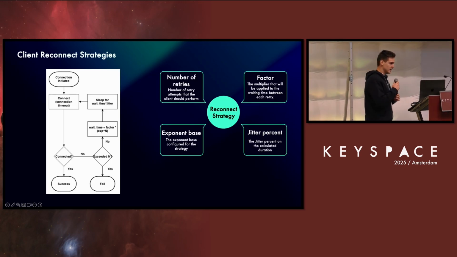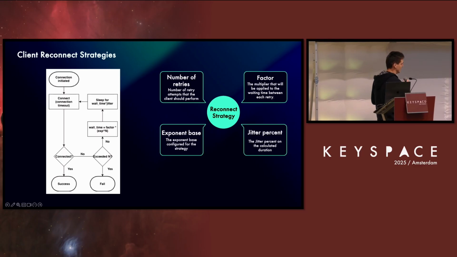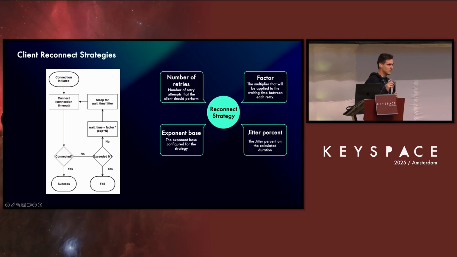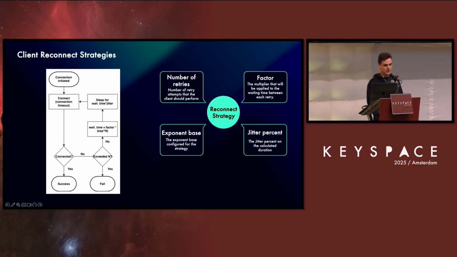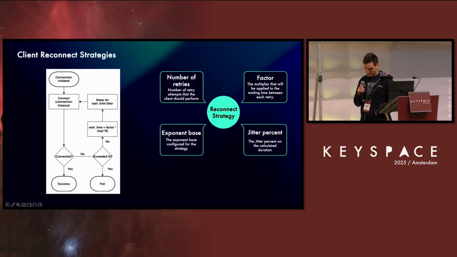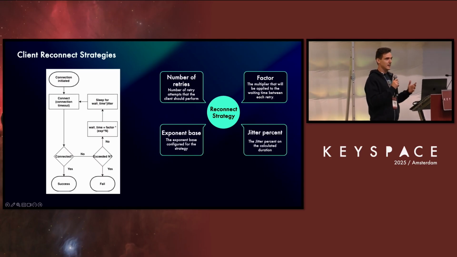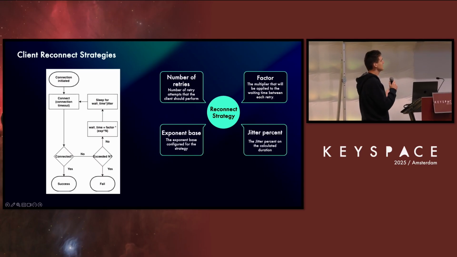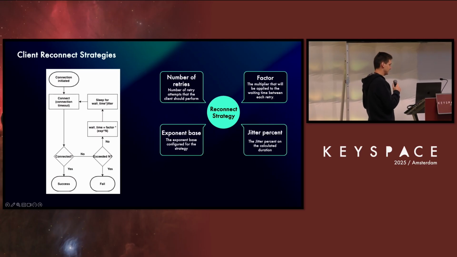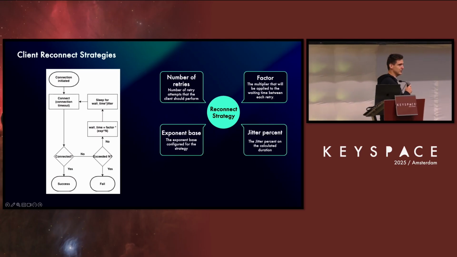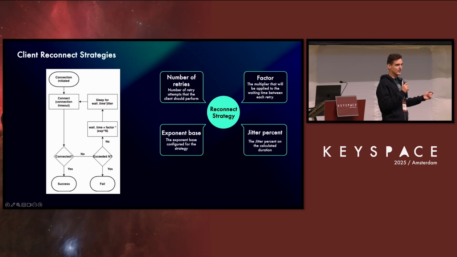The second thing is reconnection strategy. Reconnection strategy, I think, was mentioned today during the LDAP talk. It's basically how the client behaves when it fails to connect. And the recommended approach here is to use exponential backoff with jitter.